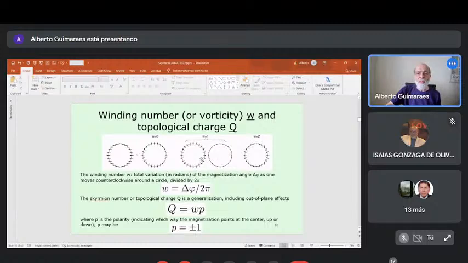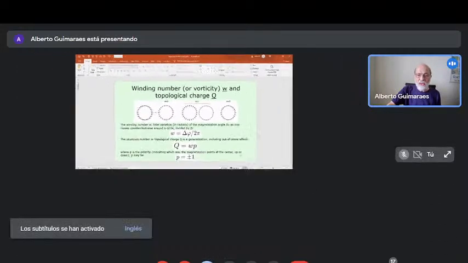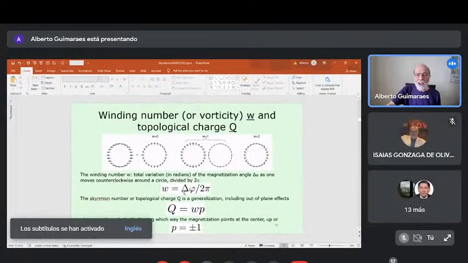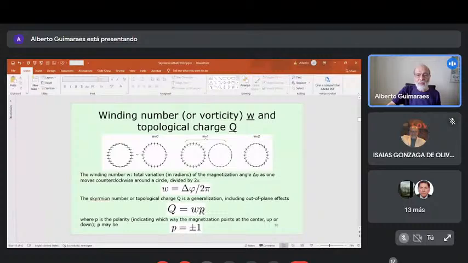And in these two more or less obvious cases, the arrows turn 2 pi, therefore the winding number here is 1. The winding number is the angle that the moments turn divided by 2 pi. And from that number, we define the topological charge Q, which is a generalization of the winding number in the sense that it includes the out-of-plane effect. So Q is the product of W and P, where P is the polarity. It can be +1 or -1 in the Skyrmions that point up or down.